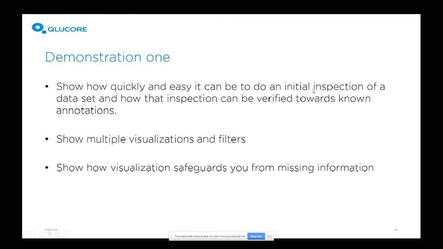I will now illustrate this in the first out of 3 demonstration sessions, where I will run a live demonstration with Qlucore Omics Explorer. Demonstration 1 will show you how you can quickly and easily do an initial inspection of a data set and how that inspection can be verified against known annotations or clinical information. I will show you multiple visualizations and filters, and I will also show an example of how visualization can safeguard you from missing important information.